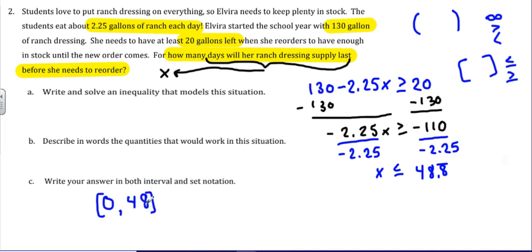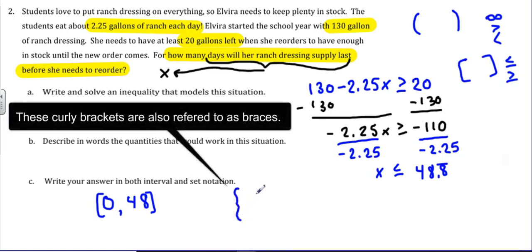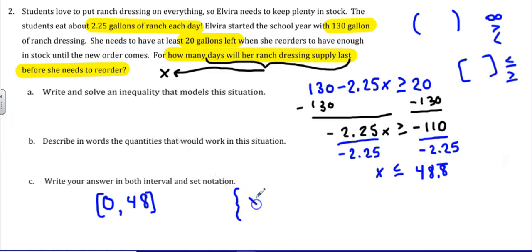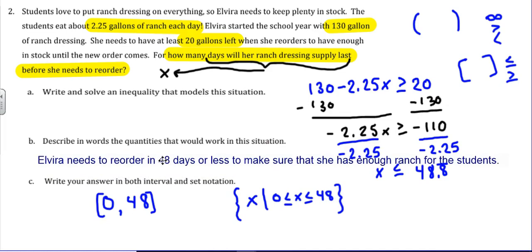So in interval notation, this is an interval. So anytime between 0 and 48, including those values, because you can order on the 48th day, or you can order on the 0 day, or anytime between that. All right, set notation. Set notation is another way to write this. So in set notation, you have a bracket, and what we say is the set of all x such that 0 is less than or equal to x, which is less than or equal to 48. So let's get back to the words that describe this situation. Elvira needs to reorder in 48 days or less to make sure that she has enough ranch for the students.